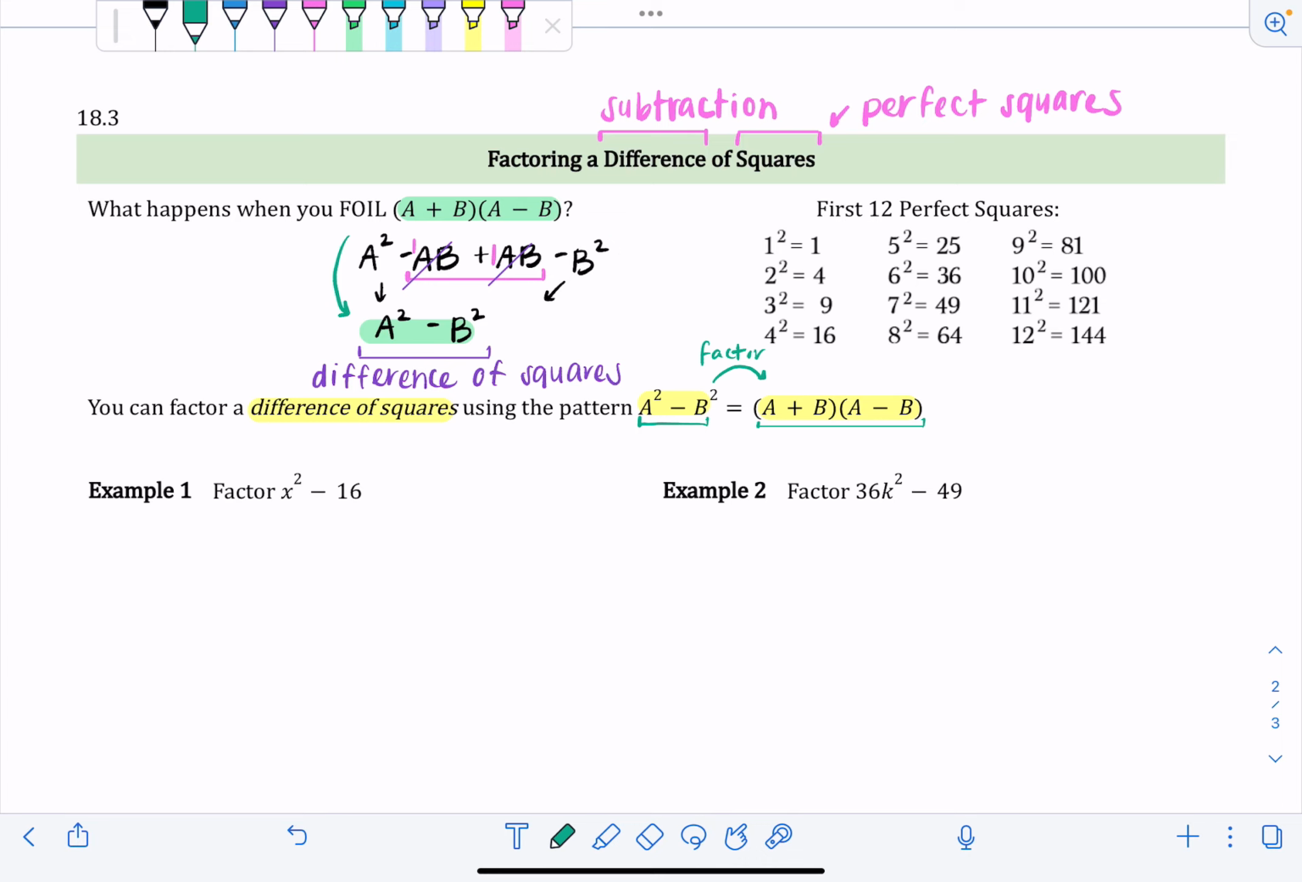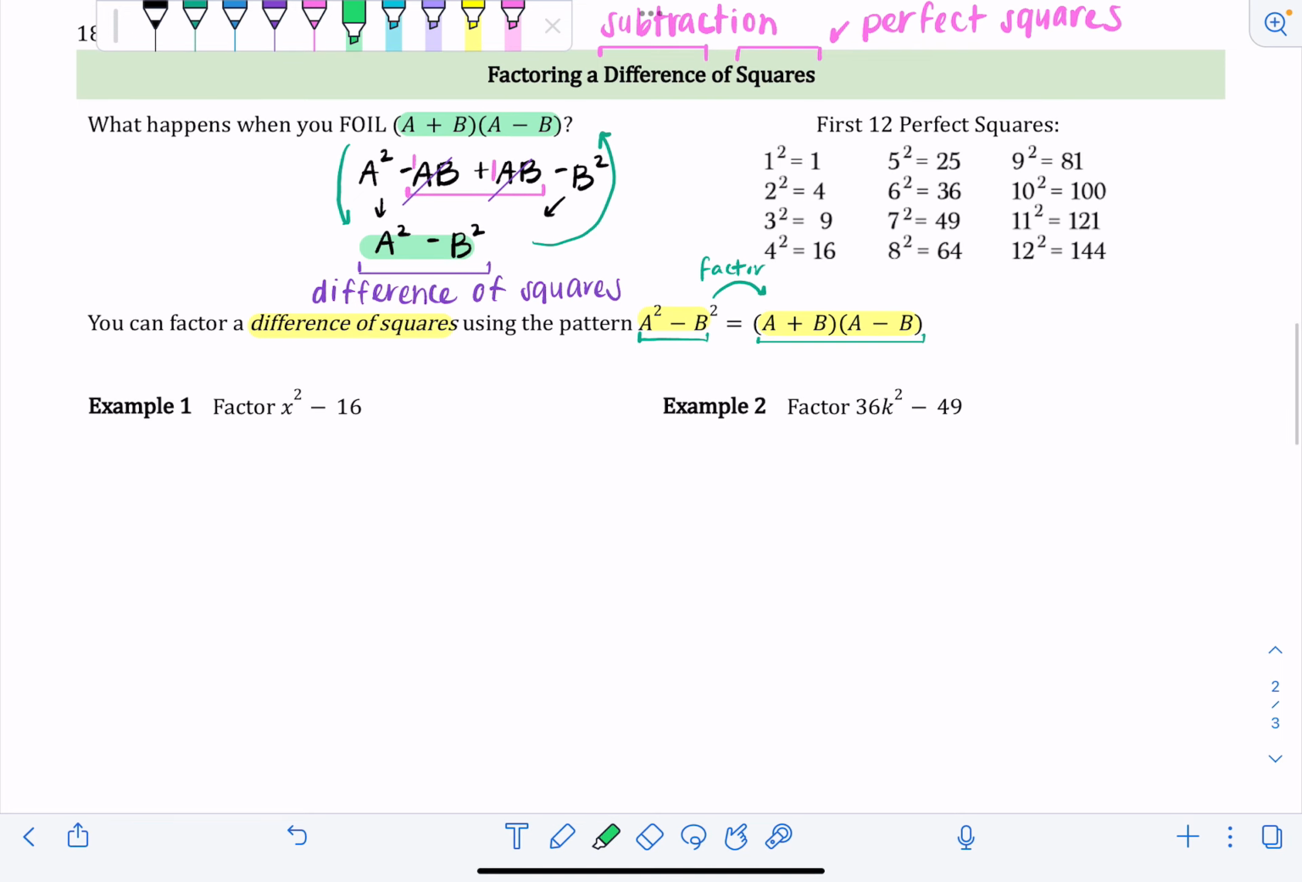Okay, so this way is FOIL. The reverse will be factoring. For this formula down here, we'll start here and then we'll factor to get to here. Okay, so example 1, factor x squared minus 16.